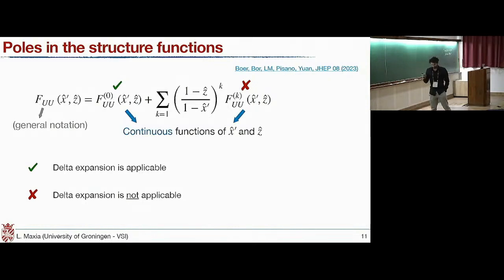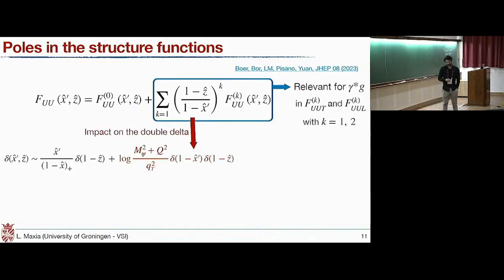So the question is, are there this kind of poles? And the answer is yes, they are. Not for all structure functions. They are relevant only for the gluon channel, and in particular only for the F_UT and F_UL structure functions. And they appear up to the second order. What happens is that among the relevant parts of the QT expansion, which are these two terms, this kind of pole modifies the double delta, because you can see it's actually a pole when you have both z and x equal to 1.